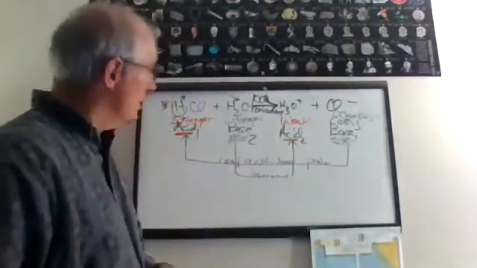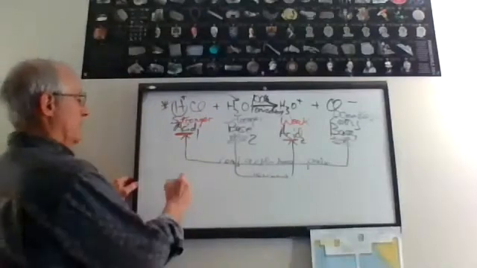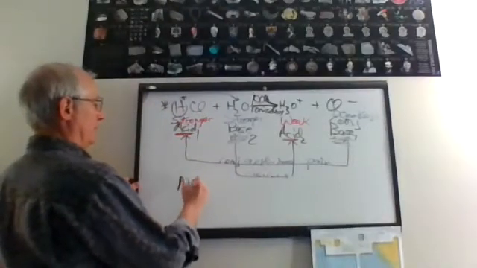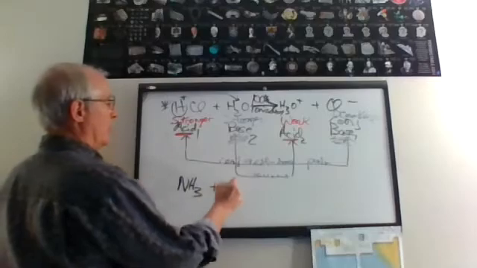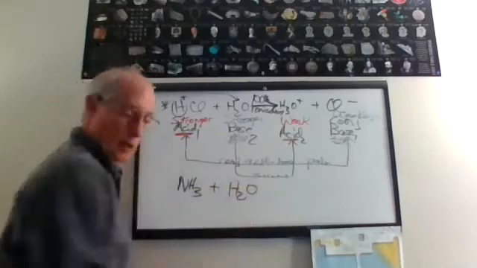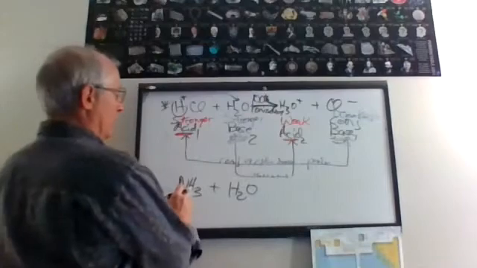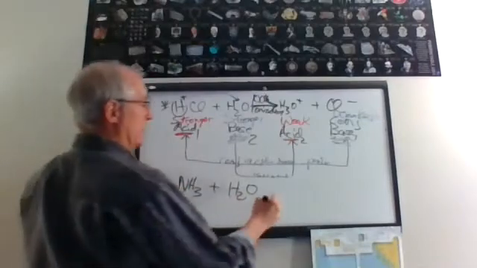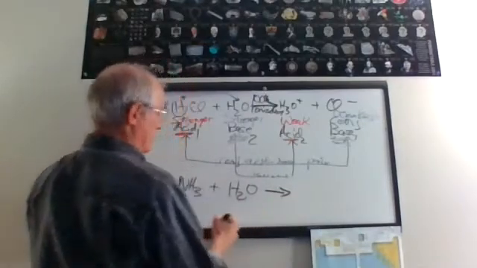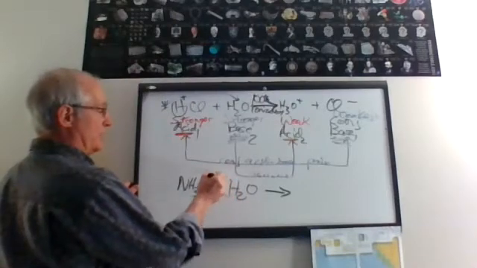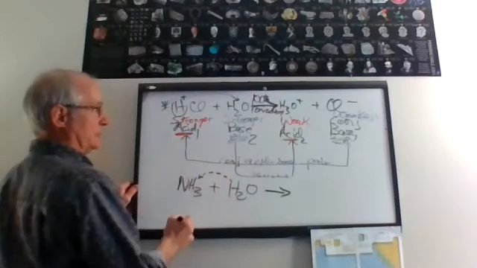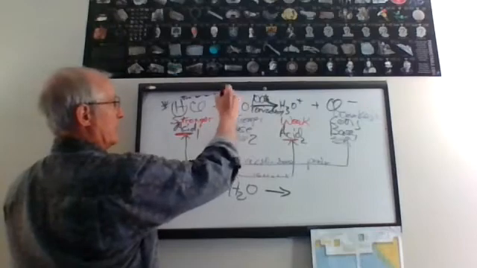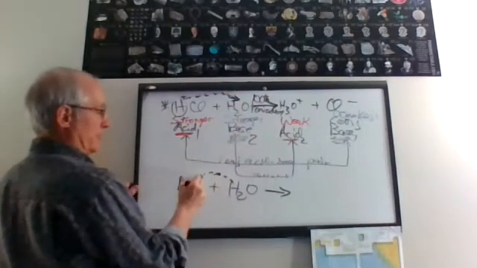Okay, so let's go for ammonia, NH3, and water. And I think you have that equation on page 486. We got ammonia and water, and it's taking one of the hydrogens and attaching it to this thing. Instead of that arrow going like this, it's going like this.